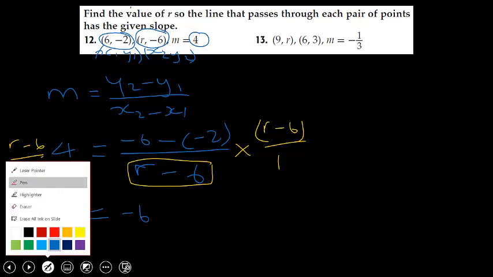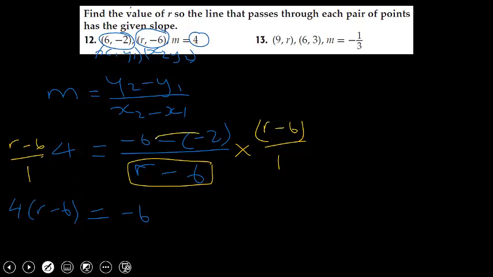Remember that negative times negative equals positive, so this becomes plus 2. Okay, so now I know that minus 6 plus 2 is equal to minus 4. So 4 times r minus 6 is equal to minus 4.